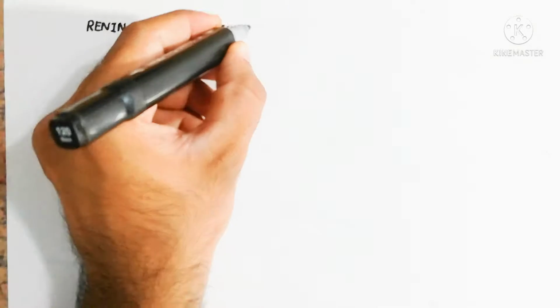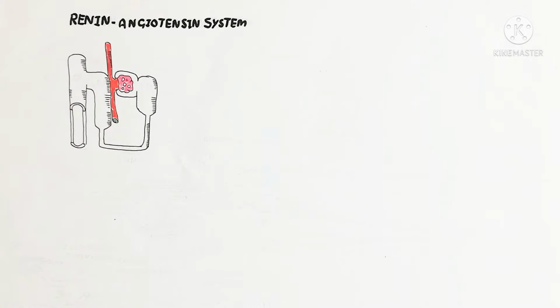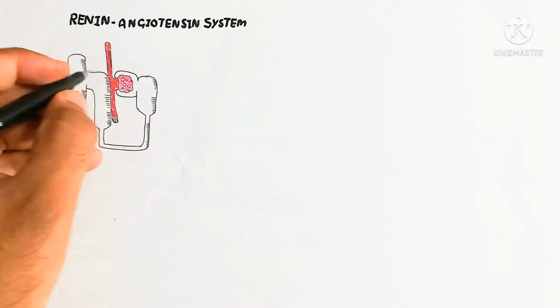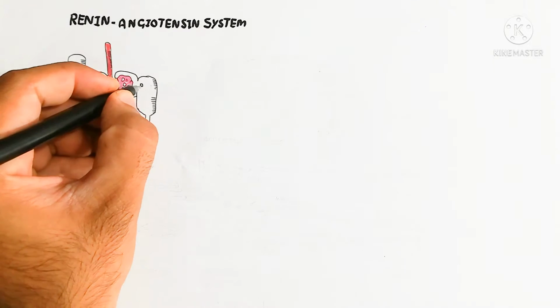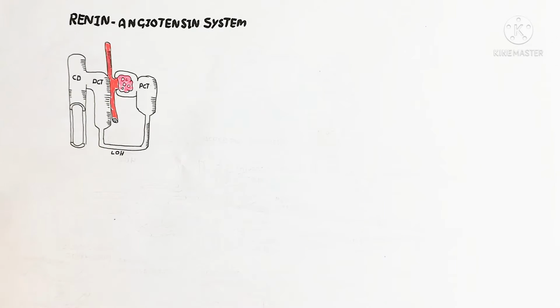Hello, in this video we will look at the renin-angiotensin system in our body. The renin-angiotensin system begins from the nephron. We will understand that the renin-angiotensin system first produces renin from the juxtaglomerular cell.